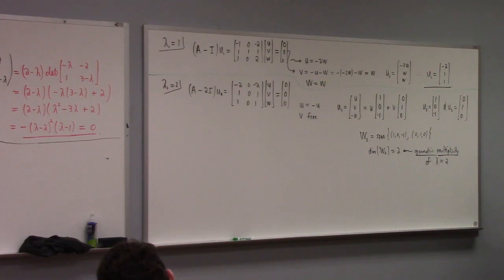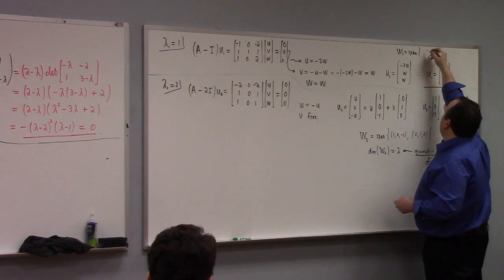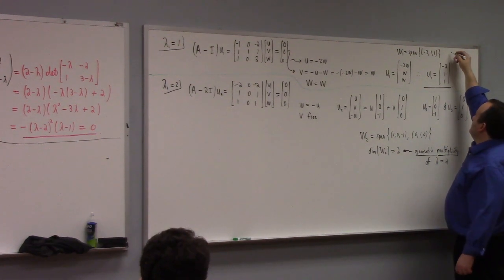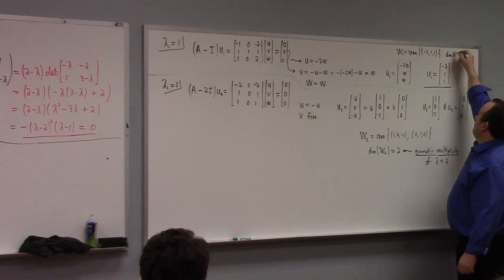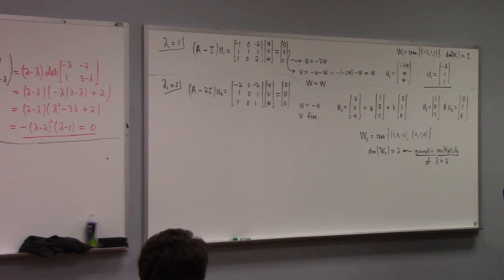What was the geometric multiplicity of lambda 1? Up here, you get W1, the span of minus 2, 1, 1. Well, the dimension of W1 is what? It's just 1, right? So the geometric multiplicity of the first eigenvalue is also 1. So for this example, the geometric multiplicity and the algebraic multiplicity are equal for both eigenvalues. When that happens, you'll get an eigenbasis.